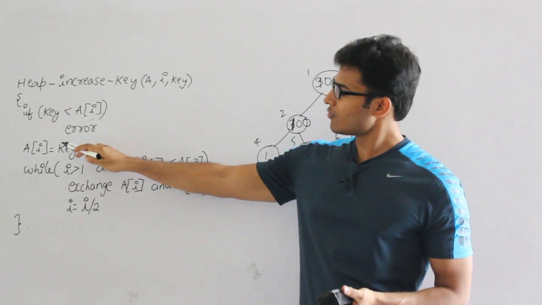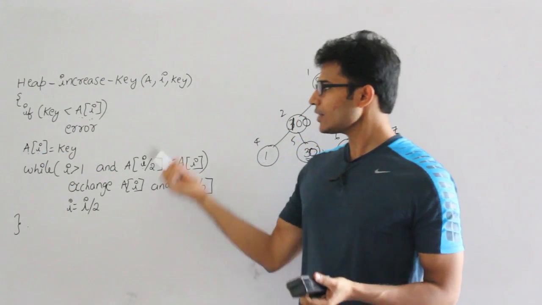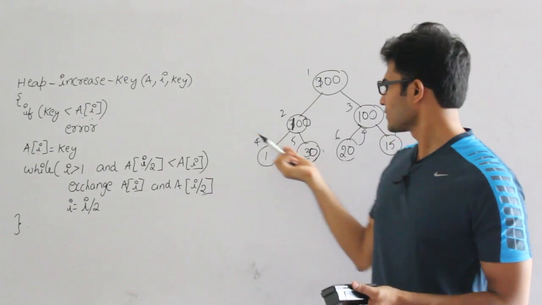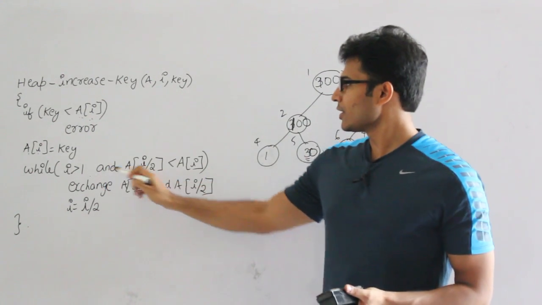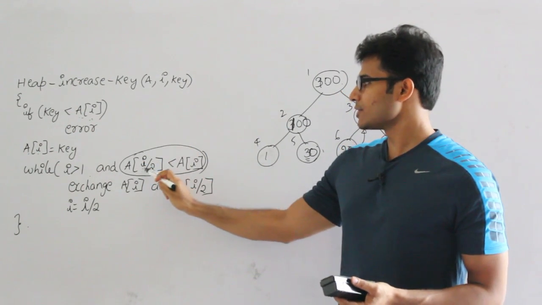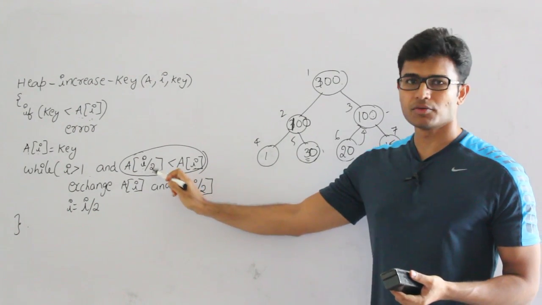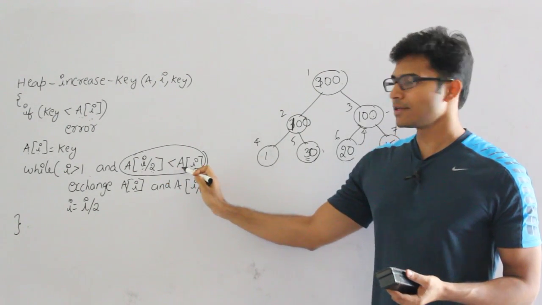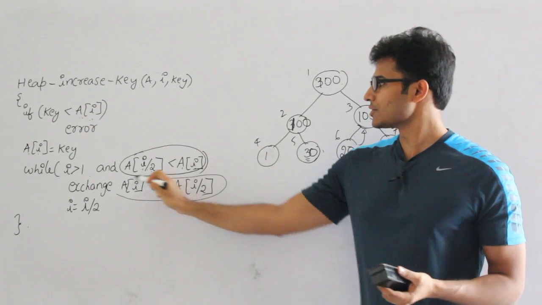And then what is the next step? You have to take whatever the value is, you are going to substitute it in that position, and then we are going to check with the parent. This is what I by 2 means, the parent. If A of I is the node, then what is its parent? A of I by 2, right? If A of I by 2 is less than A of I, which means if the parent is less, then we are going to exchange, right?